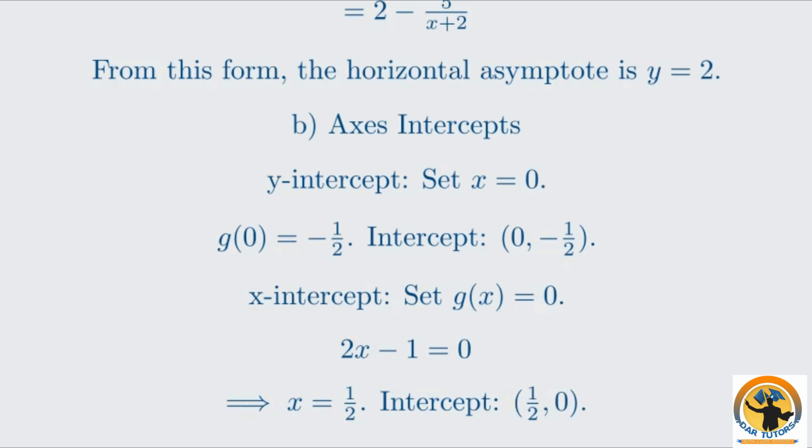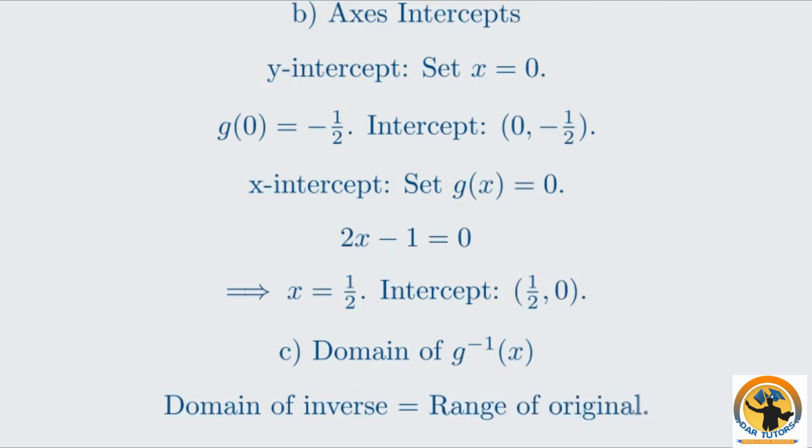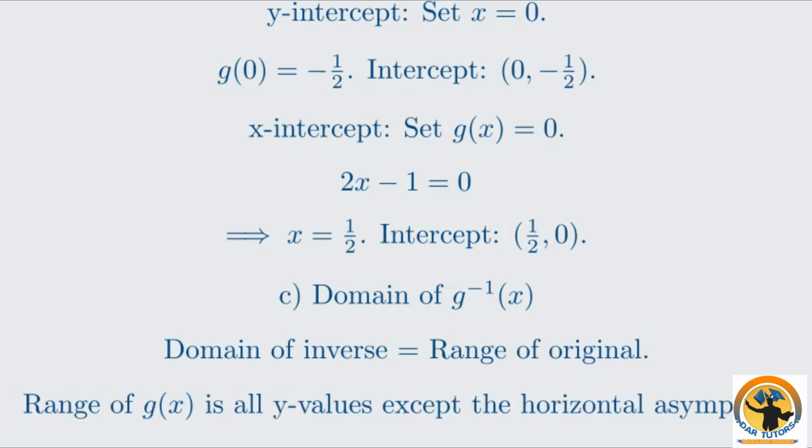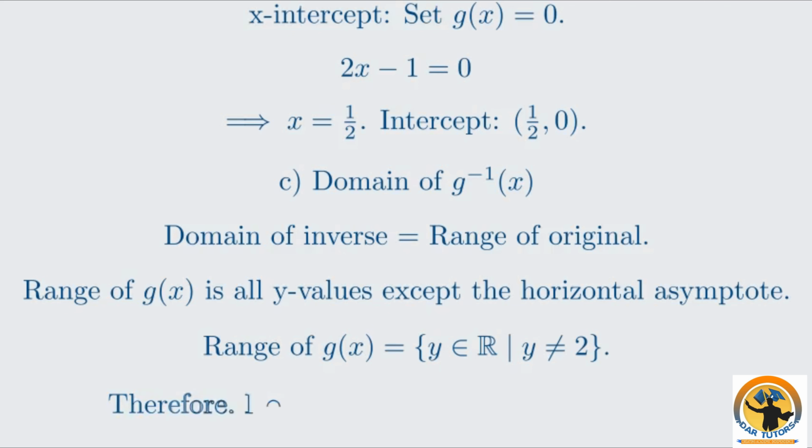Part C is a common IB trick question. Find the domain of g inverse. Recall that the domain of an inverse function is the range of the original function. We found in part A that the horizontal asymptote of g is at y equals 2. This means the range of g is all real numbers except 2. Therefore, the domain of g inverse is also all real numbers except 2.